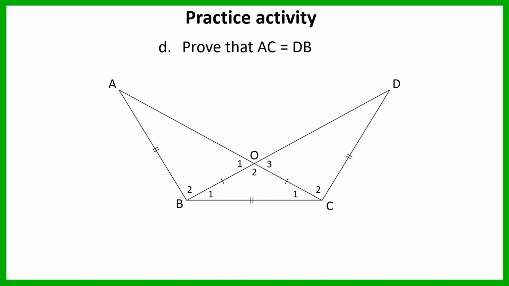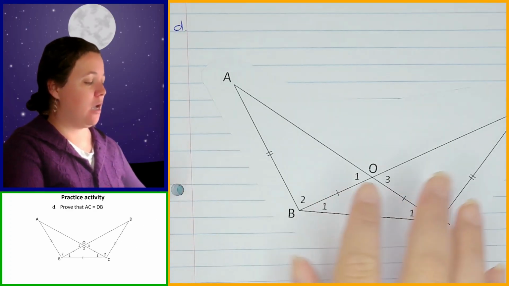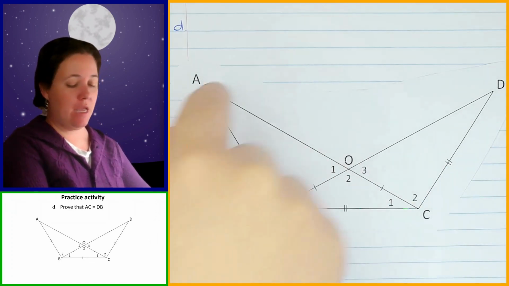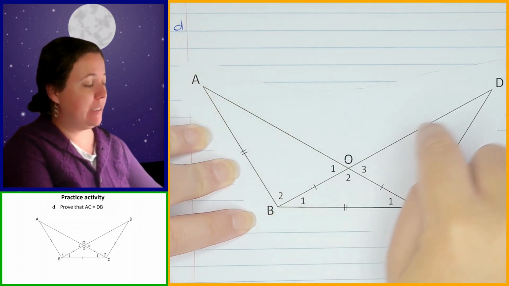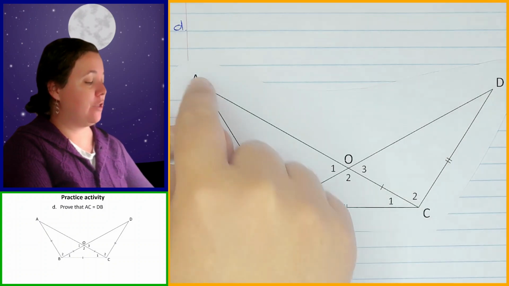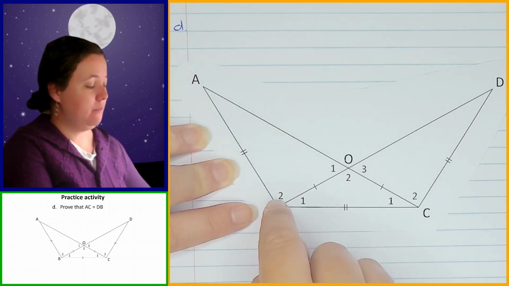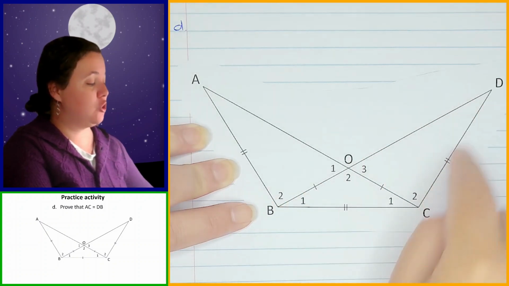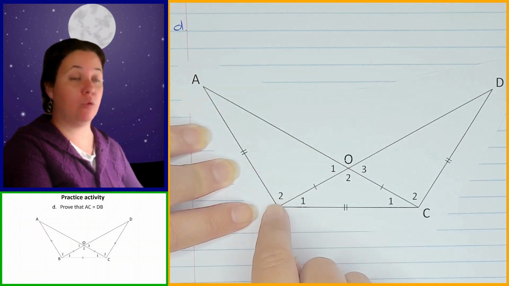Okay, so let's go through that question and see what you should have got. Right, so over here, this one's a little bit more complicated. You have to prove that AC, this line over here, is equal to BD, that line over there. So AC is part of this big triangle over here, and BD is part of this big triangle over here. So if we can prove that these two triangles are congruent to each other, then we can prove that those two lines are equal to each other.